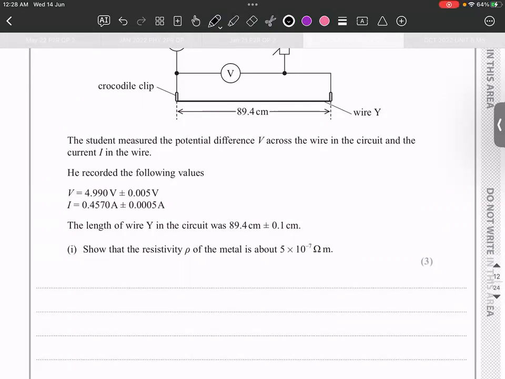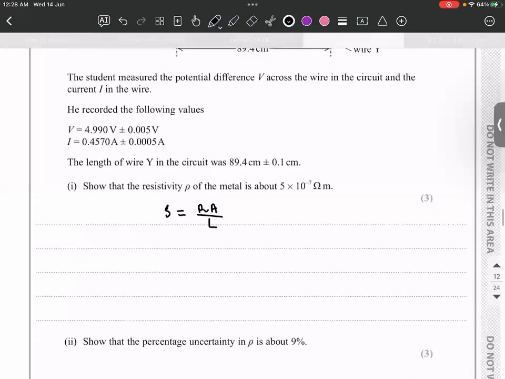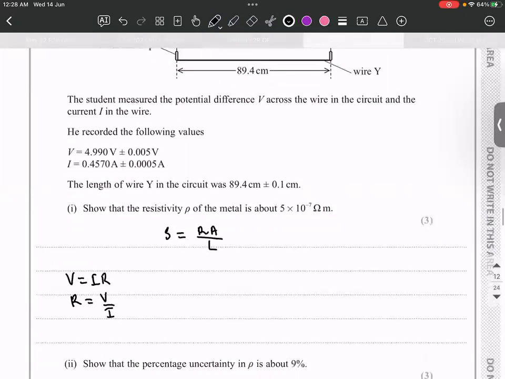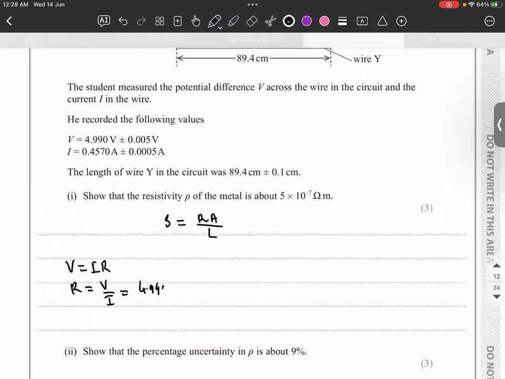So what is resistivity basically? What is the equation for resistivity? The resistivity is resistance into area divided by length. Resistance into area divided by length is resistivity. So how will you calculate the resistance? V is equal to I into R. So the resistance is V upon I. So the value of V is 4.990 divided by the current 0.570. Correct? So this will help us to find its resistance as 10.9 ohm.